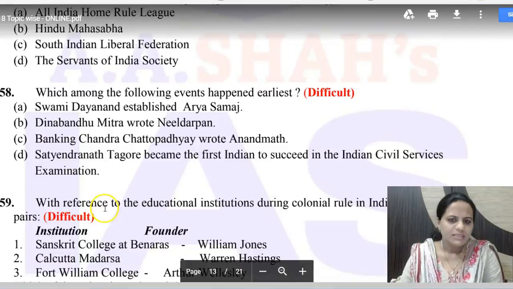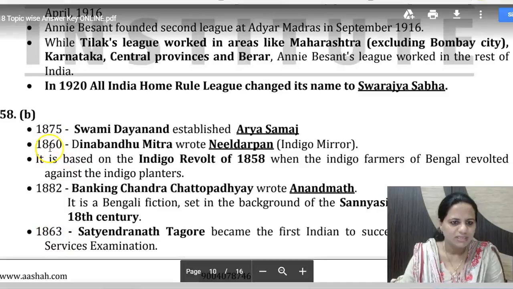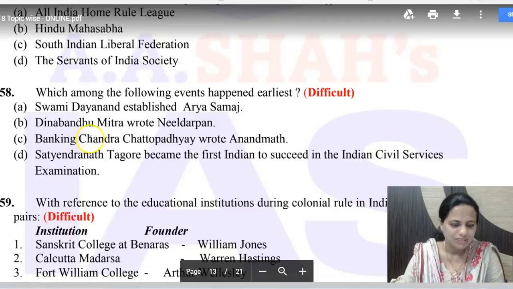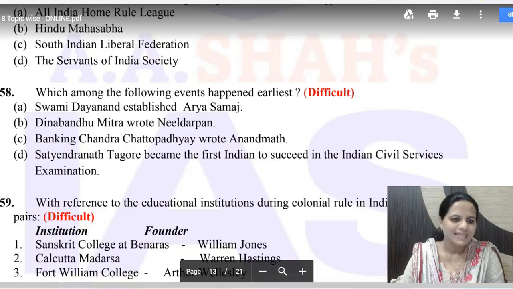Next is, which among the following events happened earliest? So this is actually chronology. A, B, C, D, 4 options are given. I've provided the years here, and according to the years, you can see the earliest is Deenbandhu Mitra writing Neel Darpan. So again, this is of course a difficult question. They are not very far apart too, during the same period, 1860, 63. So it's difficult to do guesswork here too. So this is a difficult question again.